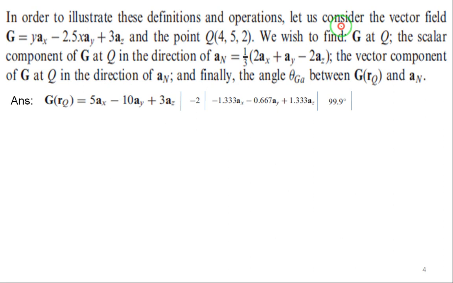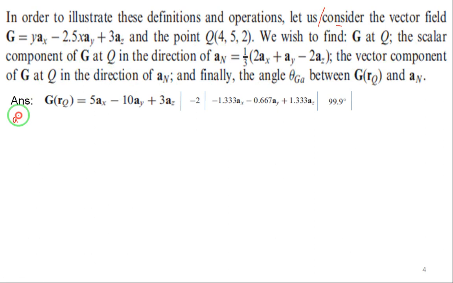Consider the vector field. Here the question starts. Consider the vector field G vector equal to y ax minus 2.5 x ay plus 3 az, and the point q is given as (4, 5, 2). It is asked to find G vector at point q. Second part, the scalar component of G vector at q, which means scalar projection, in the direction of an vector. Third part, the vector component of G vector at q in the direction of an vector. And finally, the angle theta GA between the G vector at point q and an. We'll see one by one.